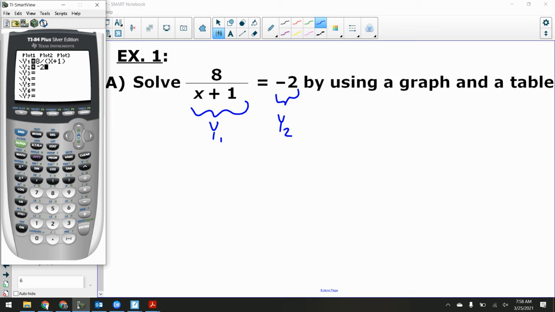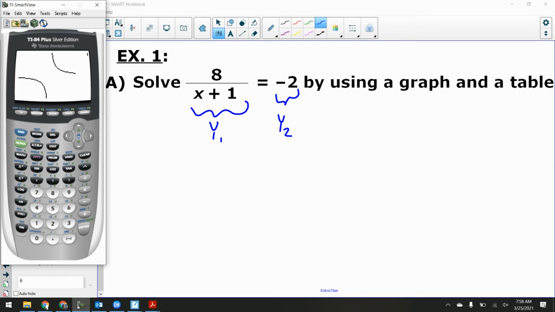Should there be a horizontal asymptote? Is it top heavy or bottom heavy? It's bottom heavy, so it's at y equals 0. So I see a horizontal asymptote at y equals 0. I should see a vertical asymptote at -1. All right, now I'm going to hit graph.